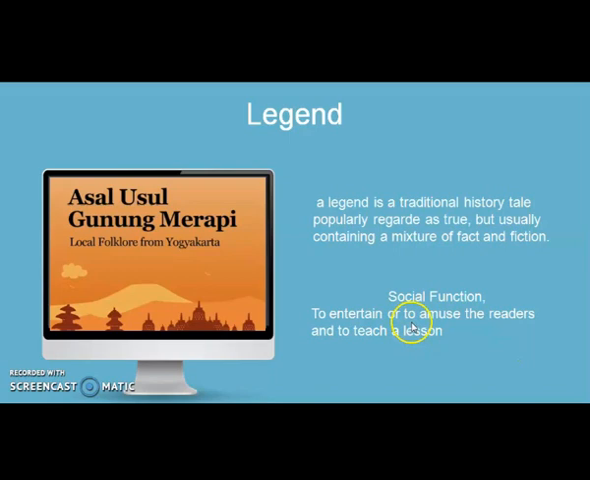Next is the explanation of legend. A legend is a traditional historic tale, popularly regarded as true but usually containing a mixture of fact and fiction. Jadi, mengandung fakta tapi juga bisa saja mengandung fiksi. Walaupun kebenarannya mungkin tidak akurat, terkadang ada fakta atau bukti yang benar-benar adanya.